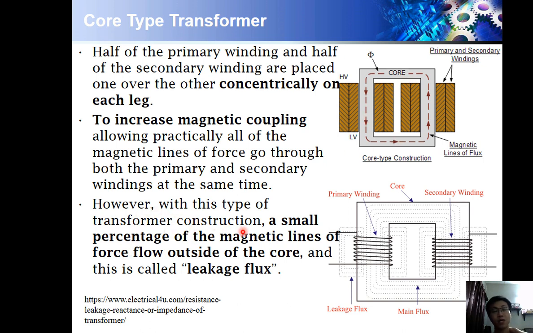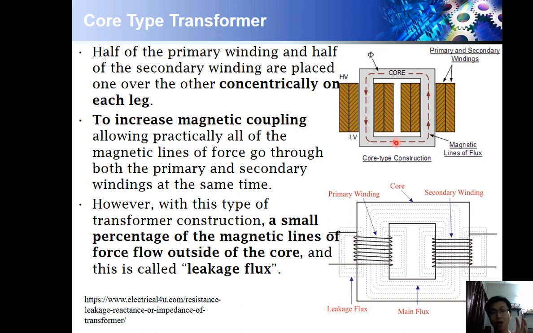With this type of transformer construction, a small percentage of the magnetic lines of force flow outside of the core, which we call flux leakage. In a good transformer, we would like to make sure the flux generated in the core is transferred entirely from the primary side to the secondary side. For example, here we have 1000 lines of magnetic flux. We hope that the other end can receive 1000 lines as well. This is called a very good, perfect magnetic coupling. But in fact, it is not.